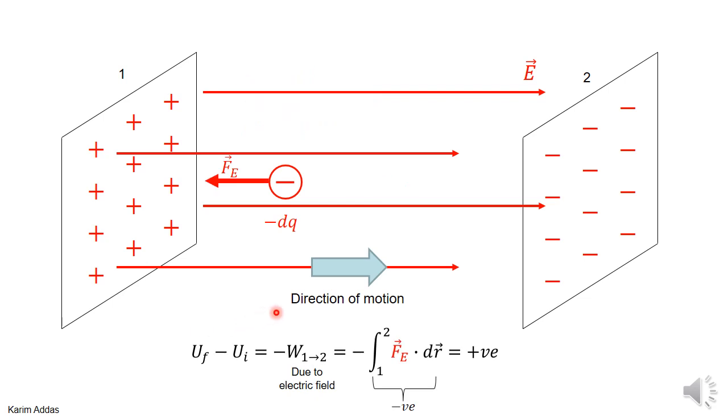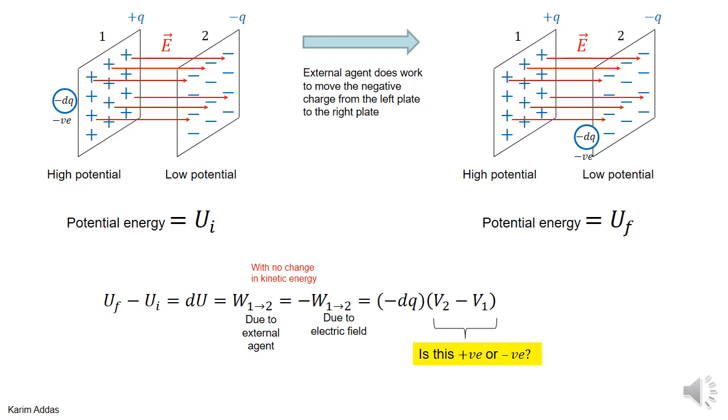You can also write the change in energy as the negative of the work due to the electric field. And the work due to the electric field is negative because the electric force is to the left and the direction of motion is to the right. So this integration is negative. You have a negative and a negative, you get positive. Same result. So let's also see how we can write the difference in energy between the two different configurations.